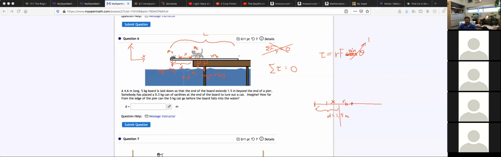So we know that distance to the can. That's going to be our R to the can. We'll need that to calculate our torque for the can. So let's go ahead and calculate the torque for the can first.